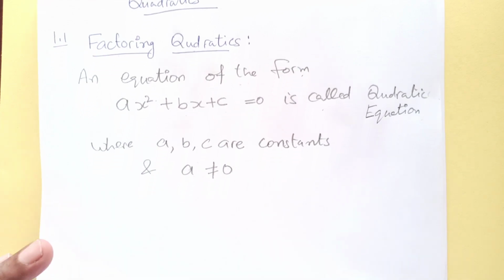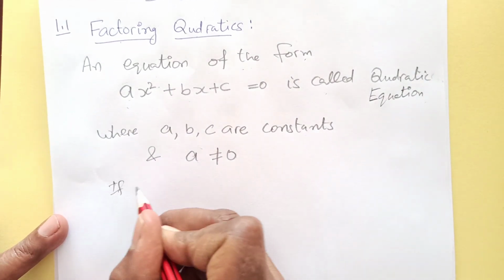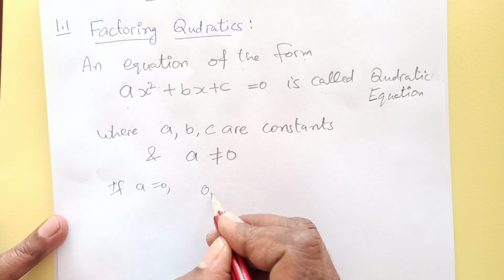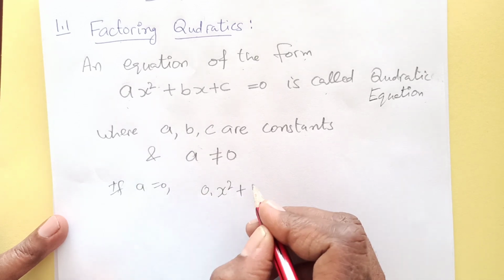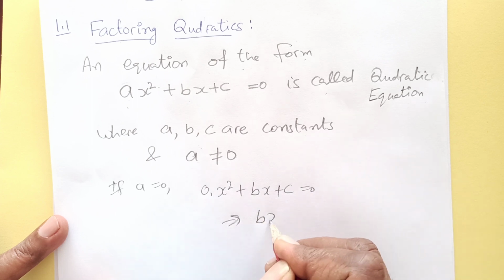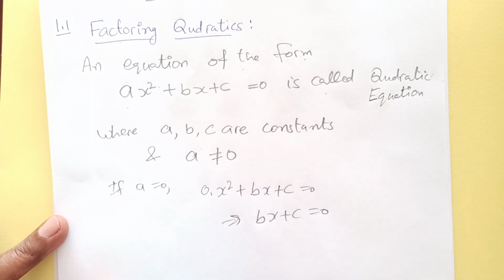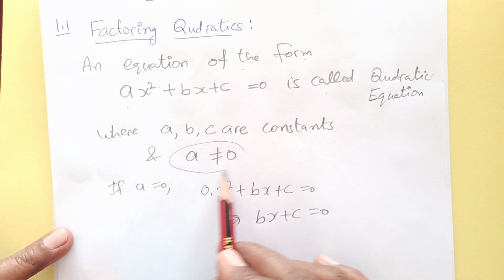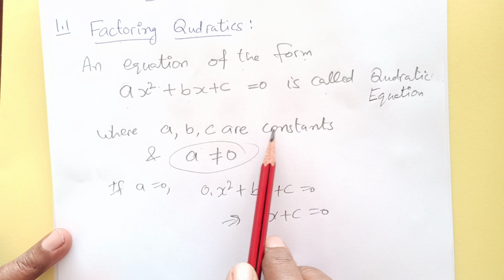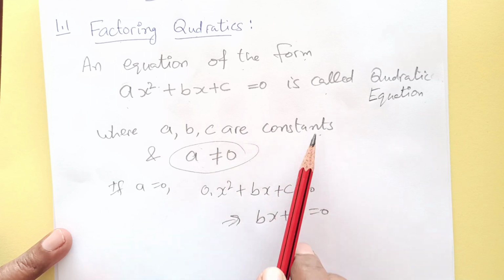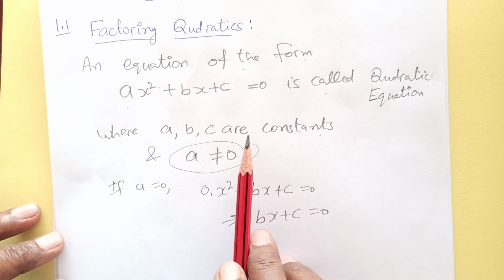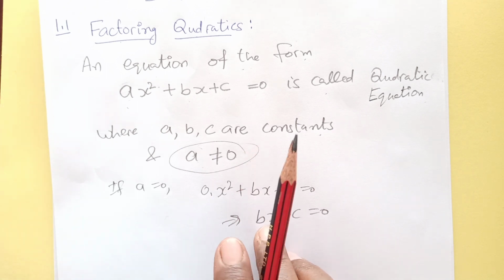If a is 0, then this equation will transform into 0x squared plus bx plus c equals 0. So that will become a linear equation, right? So that's why this condition is a must here, that a is not equal to 0, and a, b and c can be any number. It can be a fraction, a rational number, a negative number, or whatever.